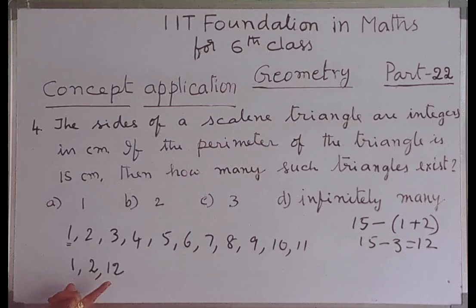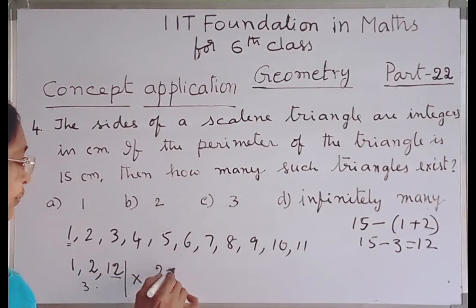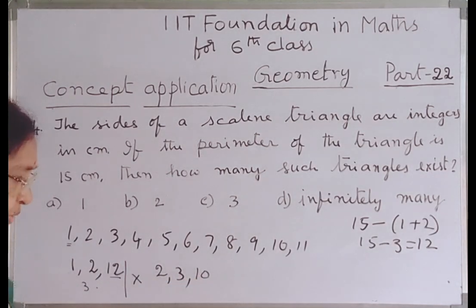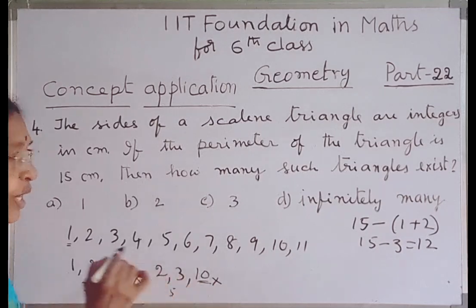Let us verify whether these three measures can be the sides of a triangle. So, the sum of any two sides must be greater than the third side. Here the sum of these two sides, 3, is less than the third side. Therefore, these measurements are not possible to have as triangle sides. Next, if we take 2, 3, then the third side must be 10, so that the perimeter is equal to 15. Now 2 plus 3, 5, is less than the third side. So this is also not possible.